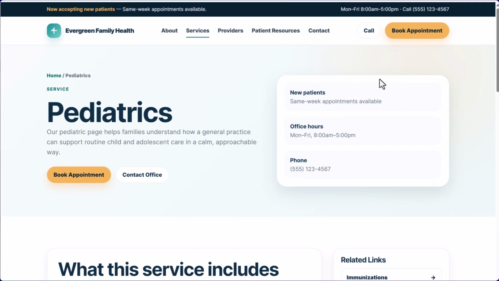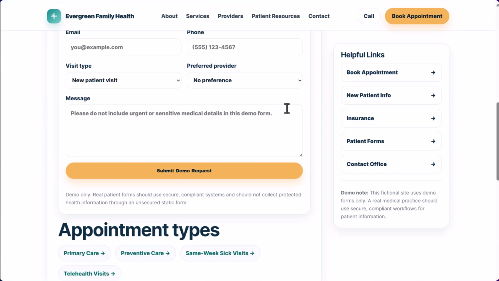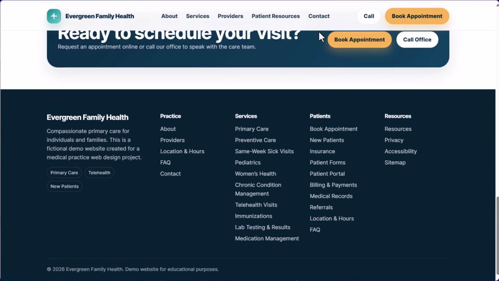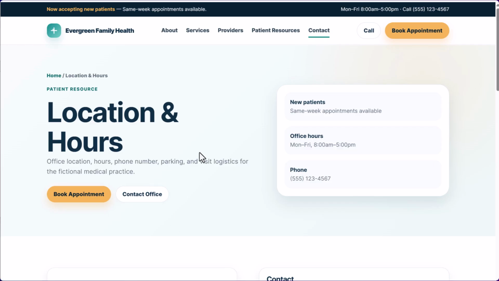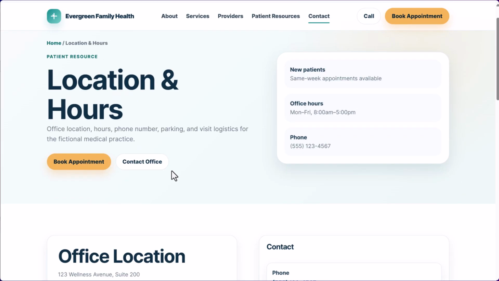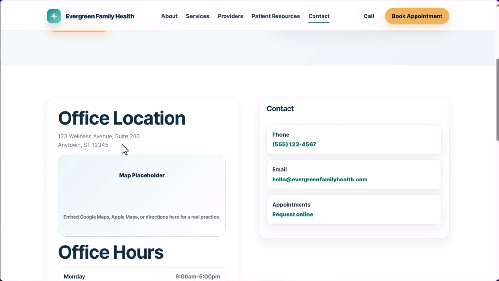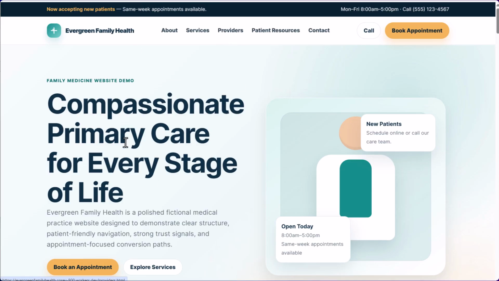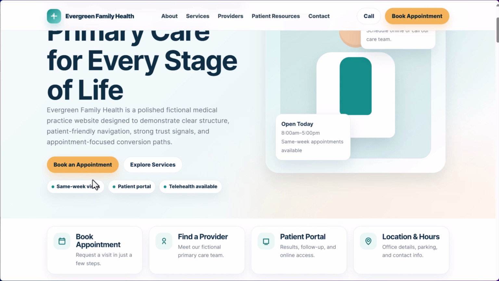The other thing is to make sure it's very clear where your office is. This one is a fake website, so we don't actually have a real address. But up at the very top, put your location and hours here. Office location, hours for a fictional medical practice. So we are at 123 Wellness Avenue, Anytown, state. Map placeholder, so put your maps there. Definitely highlight your reviews, not only for your providers, but for the practice. So practice reviews can go right here. I like having little things like this: patient portal, telehealth available, same week visits. Same day visits you could put as well, but same week, honestly, for a medical practice.